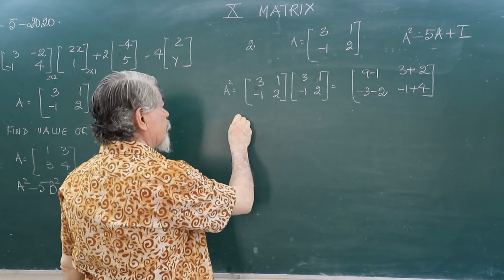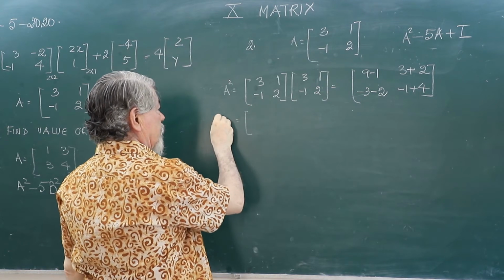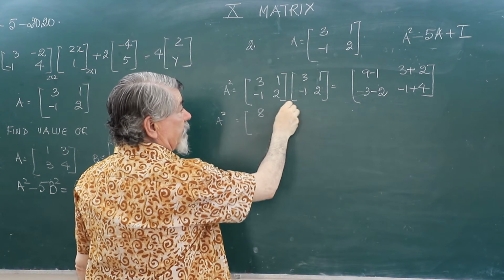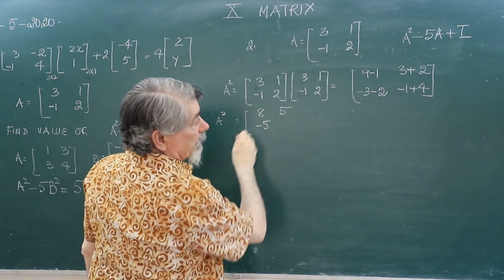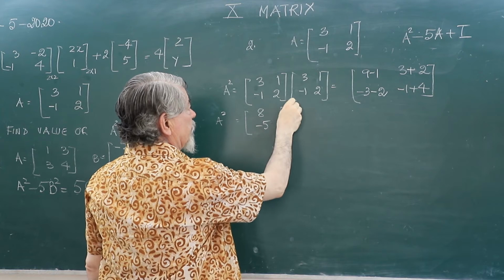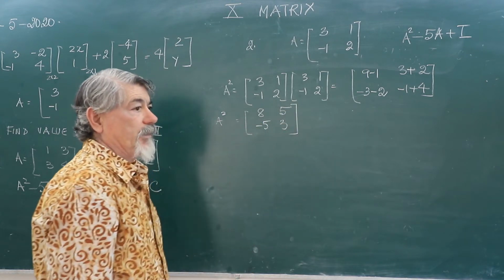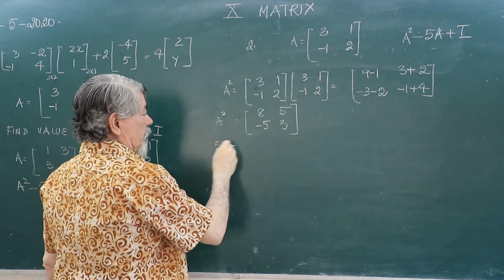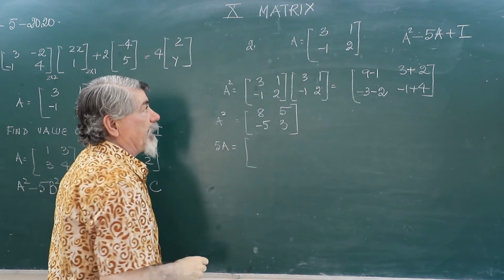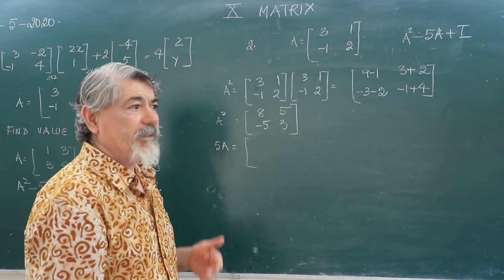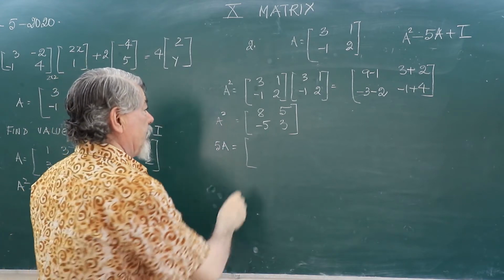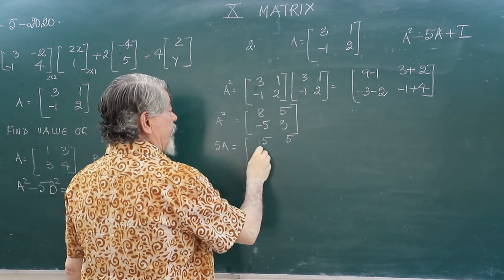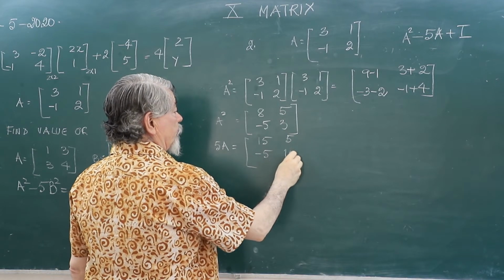So we get A square as 9 minus 1, 8. 3 plus 2, 5. Minus 5. And 4 minus 1 is 3. I've got the value of A square. Now I want to calculate 5A. 5A means you multiply every element of the matrix A by the scalar 5. 5 3s are 15, 5 1s are 5, 5 1s are 5, 5 2s are 10.